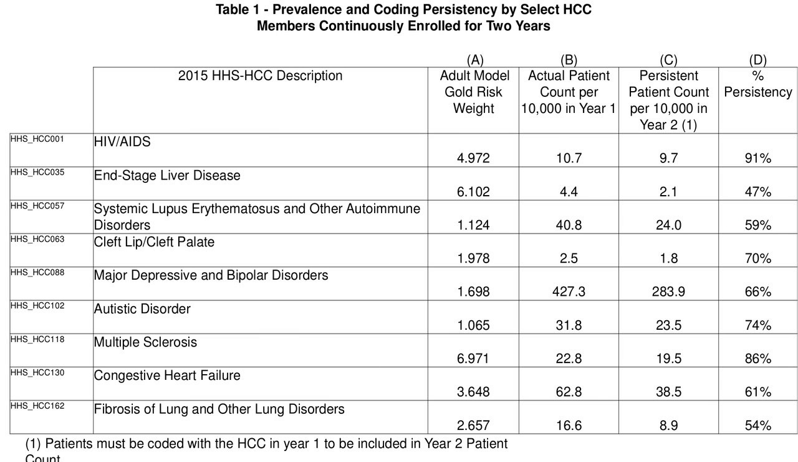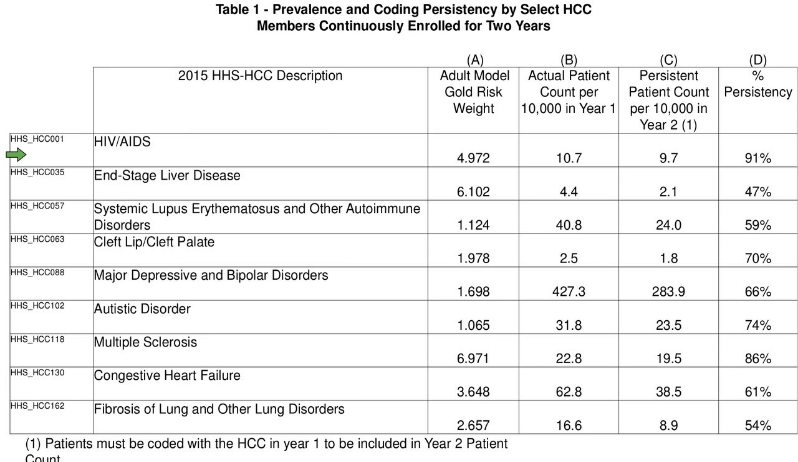We saw here, for example, that we selected only, for the purpose of this webinar, these 9 conditions: HIV, end-stage liver, et cetera. So these are pretty serious conditions. And you can see in column A, we looked at the risk weight. We actually had to take, within the HHS-HCC model, a weight that would apply most appropriately for our population. So this is the adult model, gold tier, a metal tier risk weight.